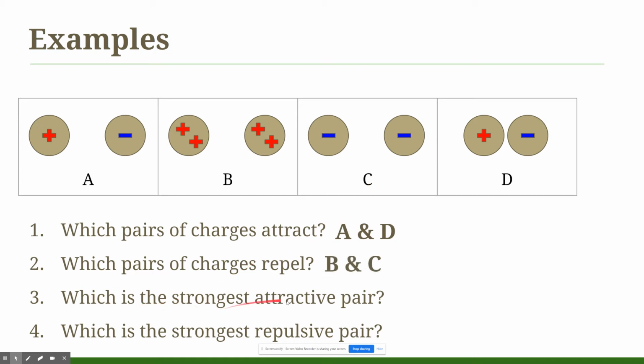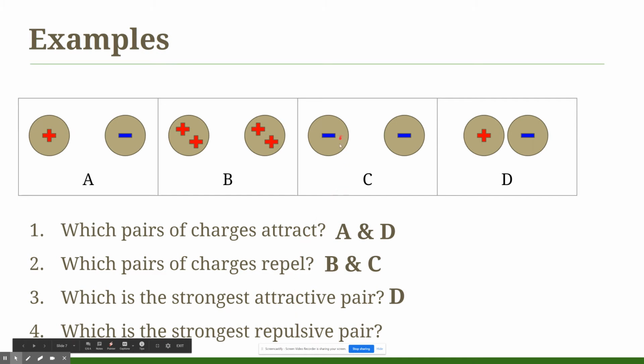Which is the strongest attractive pair? So we have 2 attractive pairs, A and D. So we look, A is farther apart, D is closer together. Remember from the previous slide, charges that are closer together have more force acting on them. So D is the strongest attractive pair.